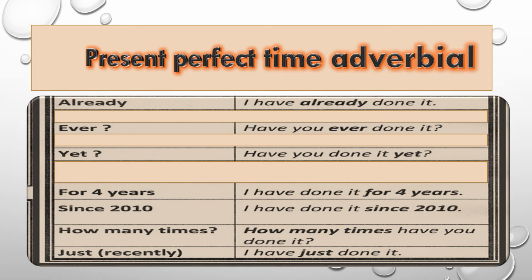For and since. Okay, notice here for and since come at the end of your sentence when we say I have done it for 4 years. Notice here for comes with the duration of time, the length of the period. Since: I have done it since 2010. Since comes with exact time, meaning the exact time when you started. So for and since come at the end of your sentence.